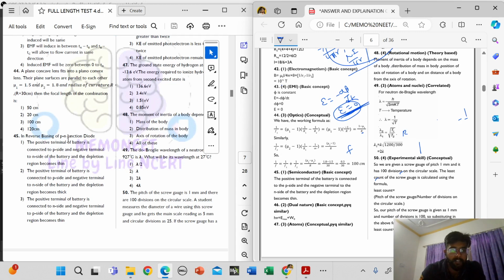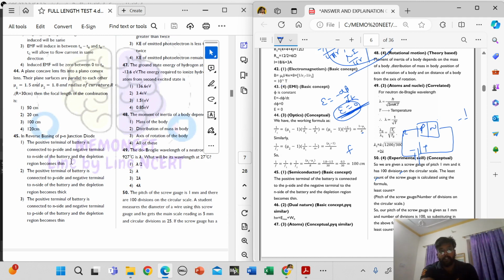Okay, next, the reverse bias PN junction diode. We know that in reverse bias, see, this is the P side and this is the N side. The P side is connected to the negative terminal and the N side is connected to the positive terminal.